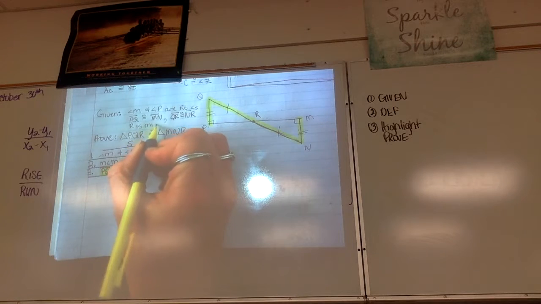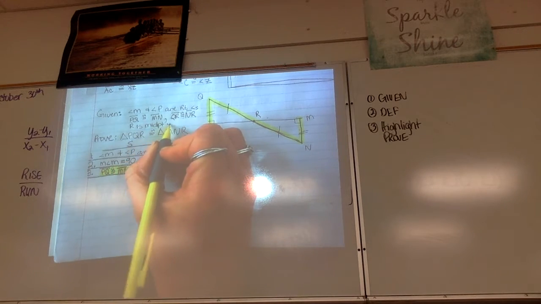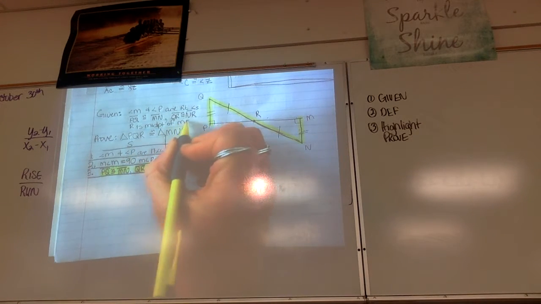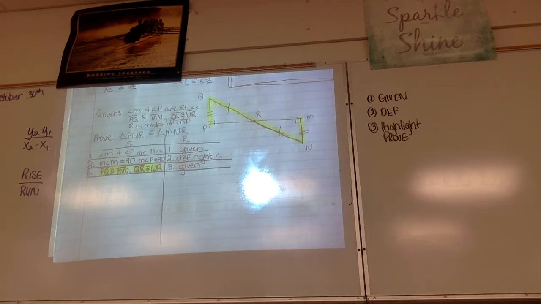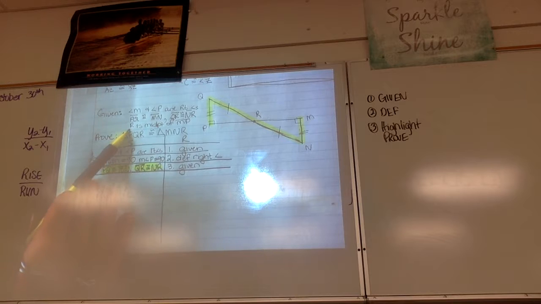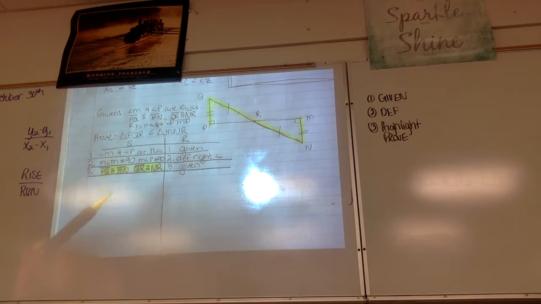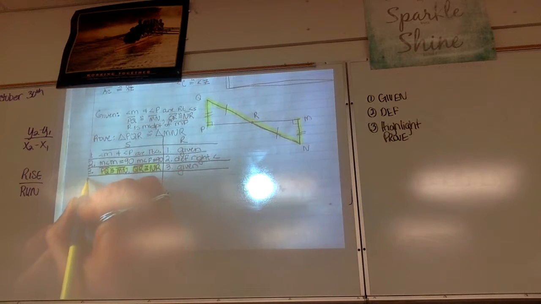R is the midpoint of MP. So would that be a definition? Yeah. R is the midpoint of MP also has to be given to you, or else you're not going to be able to end up with 3 congruent segments to be able to prove. So I'm sorry, I missed it. There was so much given information. It should have been provided to you before we started. Now I have to drop it down. So this will be our next given.